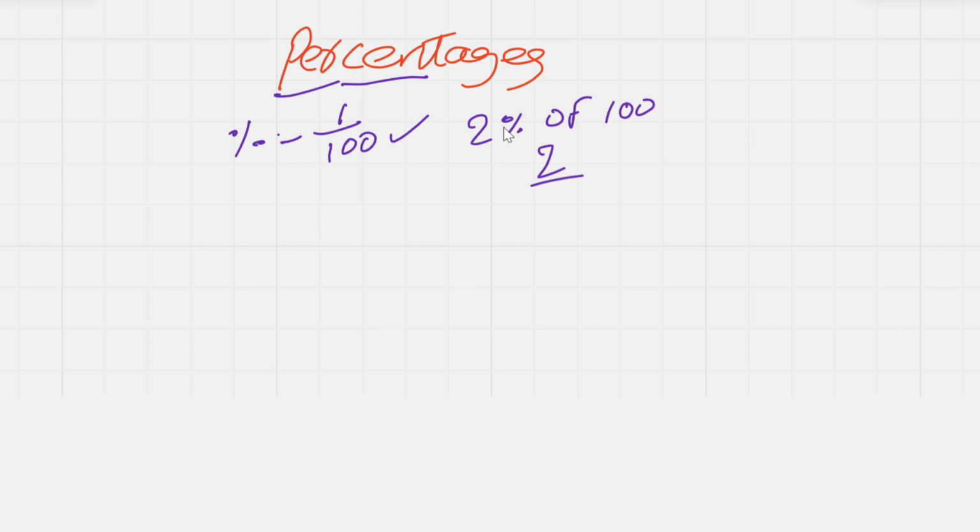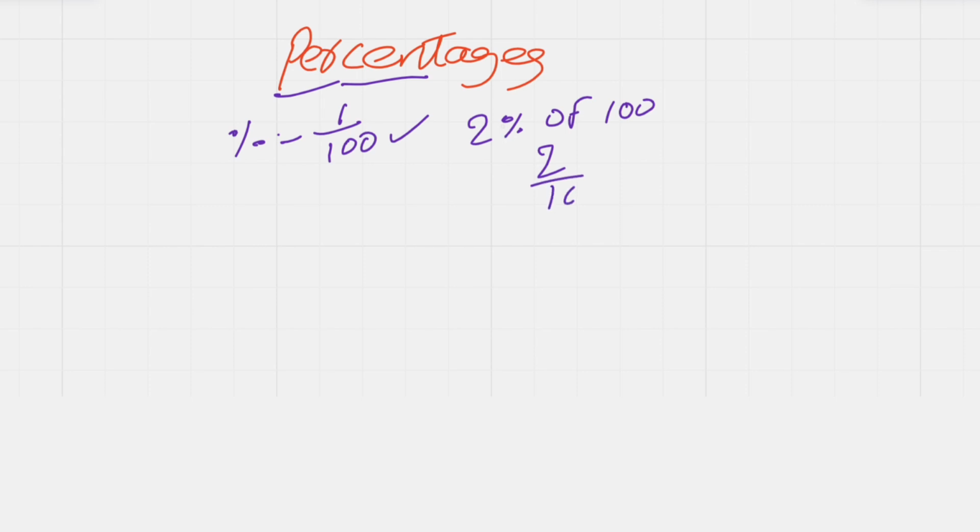The name itself indicates percentages. Per cent, that means per 100 we will be calculating. So percentage means 1 by 100, this is the simple statement that percentage itself is stating. Okay, so for example, if you want to calculate 2% of 100, you need to treat it like this.